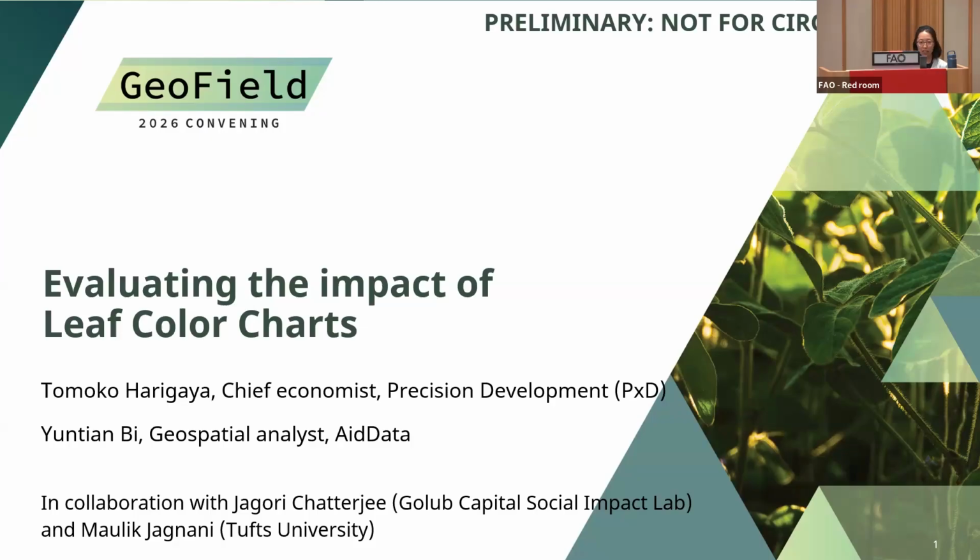So in the next 20 minutes, Yuntian and I will share our work in progress on the impact evaluation of leaf color charts, which is a simple tool that helps farmers optimize or improve the efficient use of nitrogen fertilizers. This work is in collaboration with the AidData team and Jagori Chatterjee and Malek Jagnani.